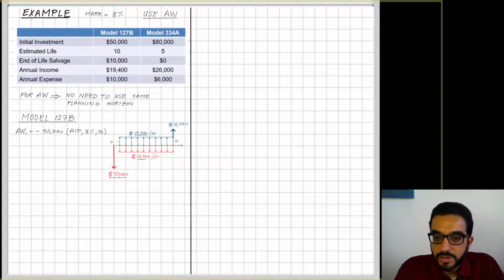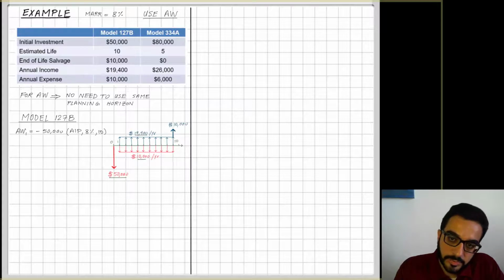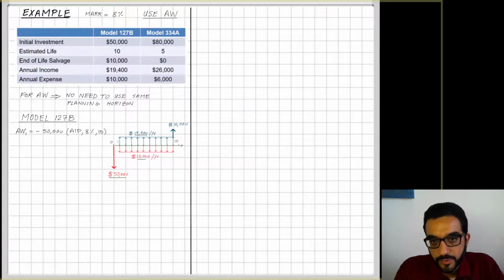Next would be the uniform series that I have, which is the income and the annual expense.